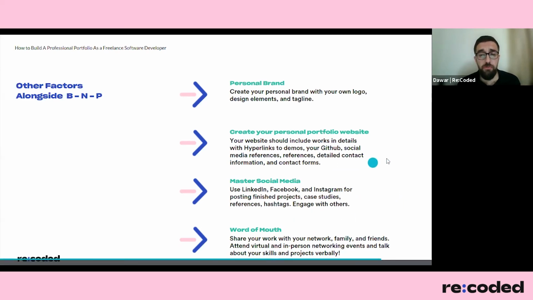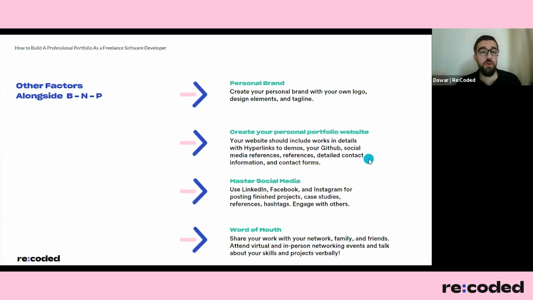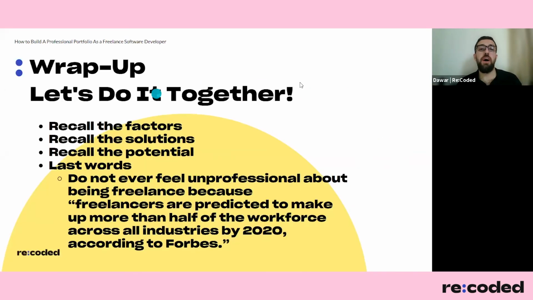And word of mouth. This is also very, very crucial. Talk about your skills with your network. Go to networking events and talk about your skills with everyone, so everyone becomes very familiar with the concepts, skills, and projects that you are doing. So besides the NBP, these 4 factors also contribute a lot to your professionalism throughout your career as a professional freelance software developer.